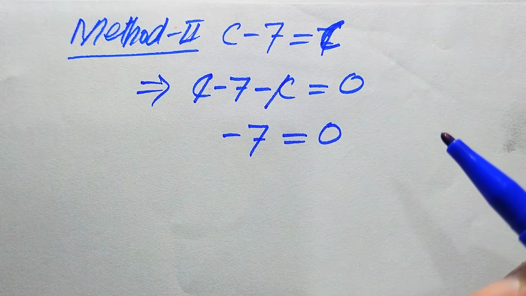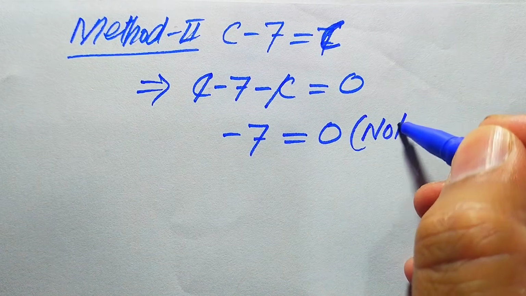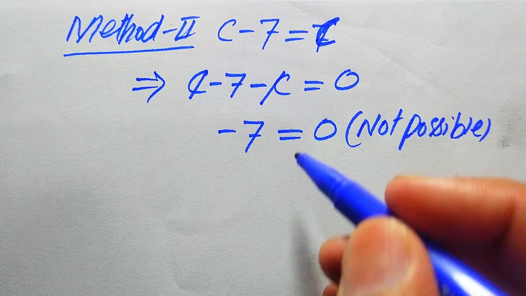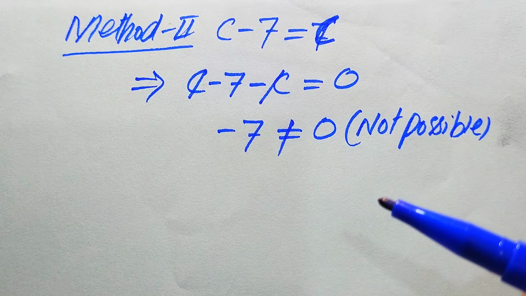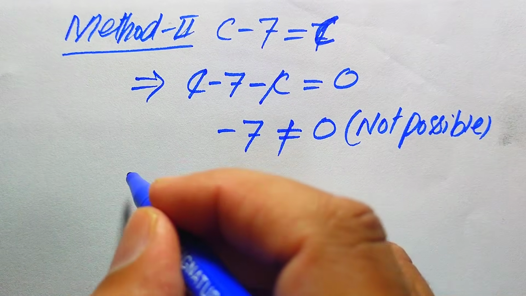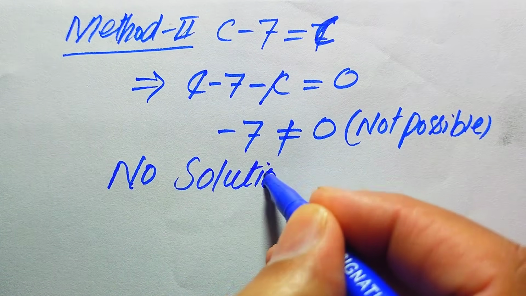This shows that minus 7 is equal to 0 is not a possible case. It is not possible because they are not equal. And you see that in the second method we cannot get any value of c which satisfies our given question statement. So we finally conclude that this question has no solution. So this is our final answer.